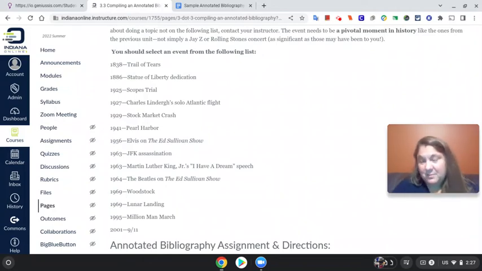Because again, the purpose of the annotated bibliography is to pick one of your topics from this list and eventually write an eyewitness to history narrative. And the annotated bibliography is supposed to help you gain some realistic details to include in the narrative, okay?